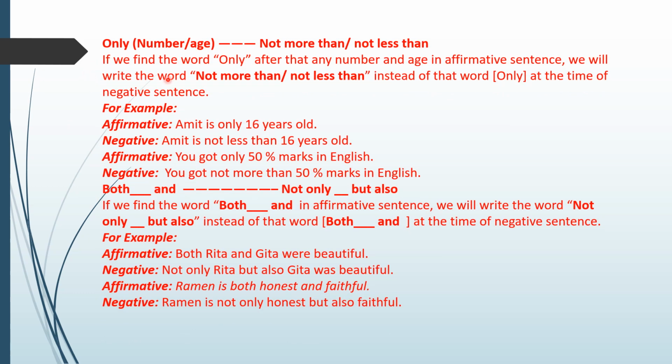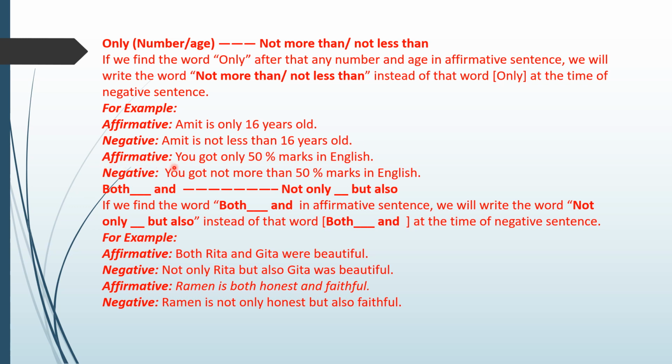If we find the word only after that any number or age in the affirmative sentence, we will write the word not more than, not less than instead of that word only at the time of changing the sentence into negative. Look at the following examples. The affirmative. Amit is only 16 years old. So there is only and there is a number or an age. So in the negative you will write Amit is not less than 16 years old.